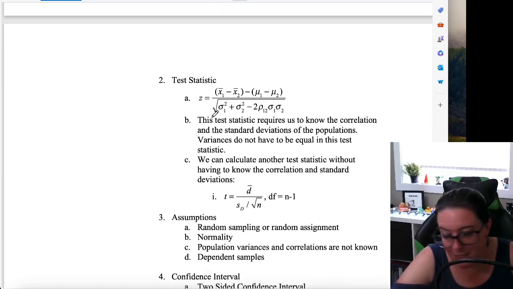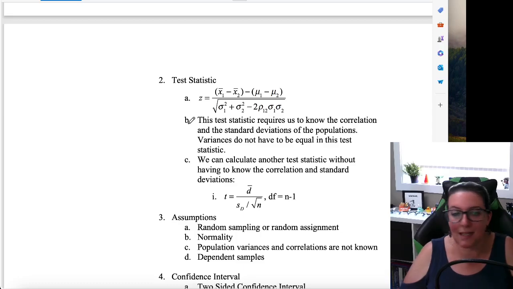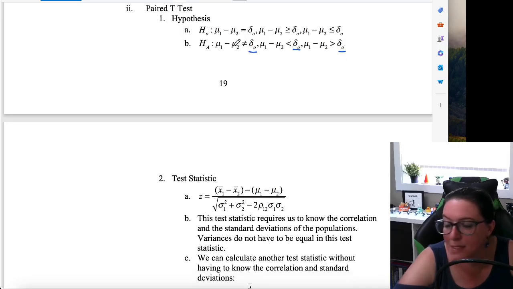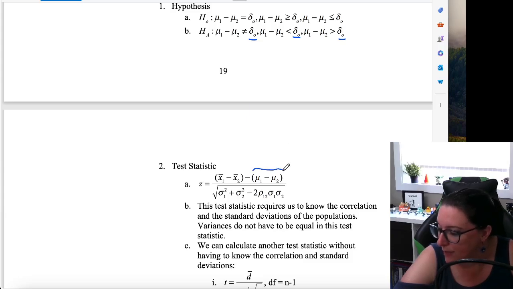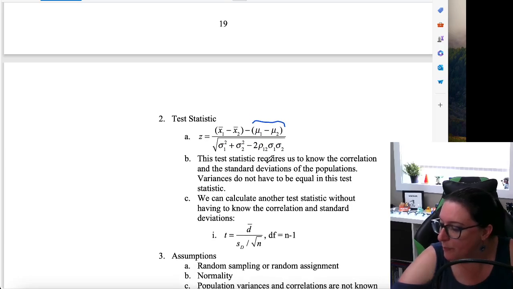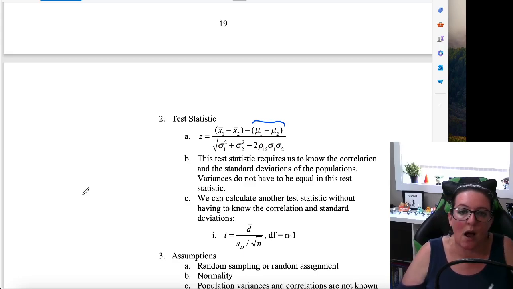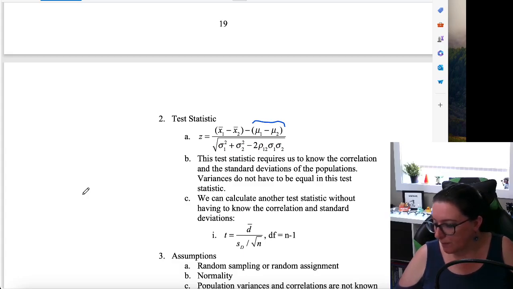A paired t-test has a test statistic. That test statistic is x bar 1 minus x bar 2 minus whatever we're assuming is that difference. So if we have a null hypothesis where mu1 minus mu2 is equal to 0 and the alternative is mu1 minus mu2 is not equal to 0, then this part of the test statistic is 0. The test statistic requires us to know the correlation and the standard deviation of the populations, and variances don't have to be equal in this test statistic. So we're knowing some kind of relationship within the population.